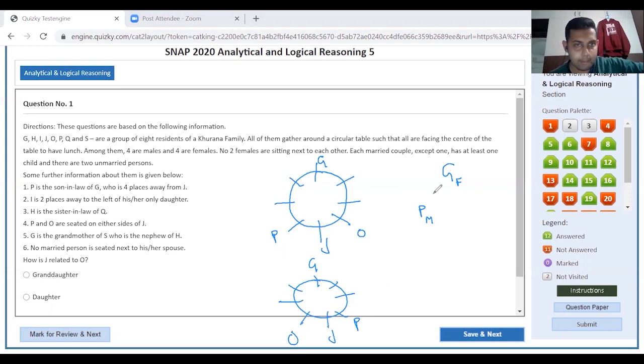Fine. I is two places away from his or her only daughter. That means I is also female. Two places away, right? So four males, four females. I is female. H is sister-in-law of Q. So H is also female. G is female. S is male, P is male, O is male. I don't know about G, H, I don't know about J and Q at the moment.